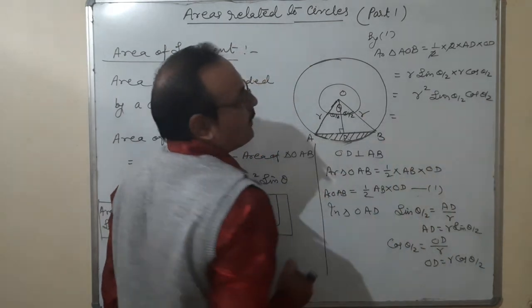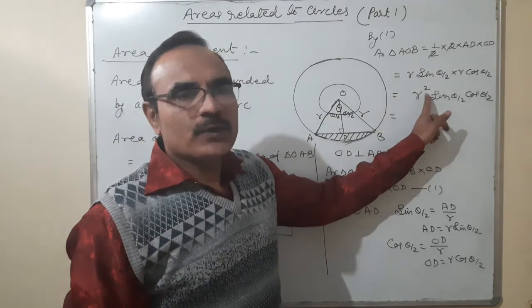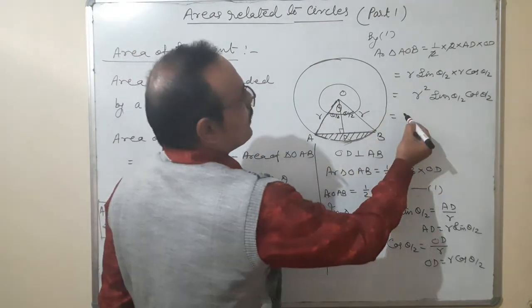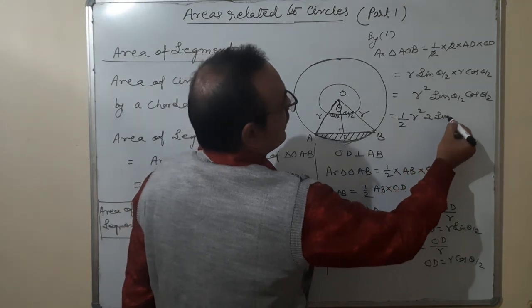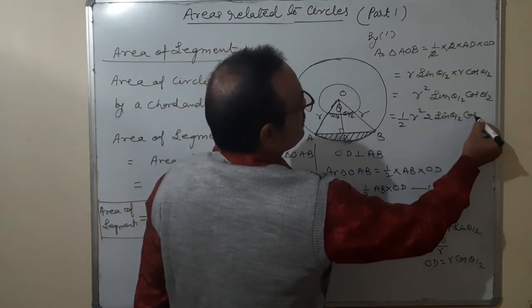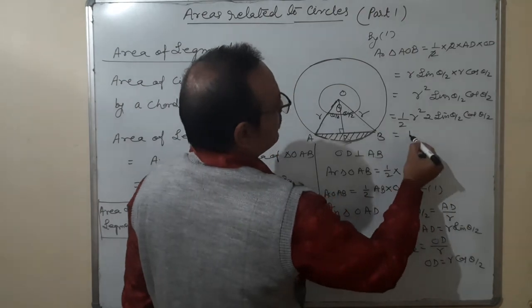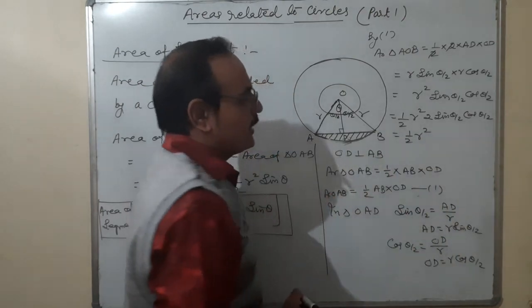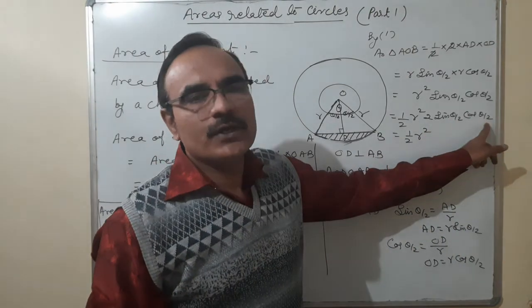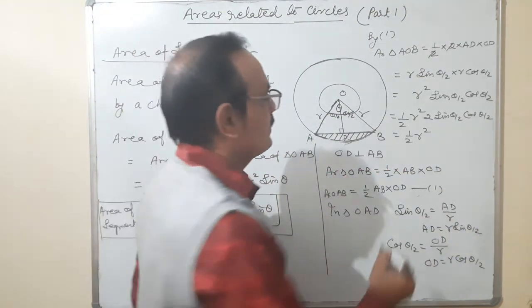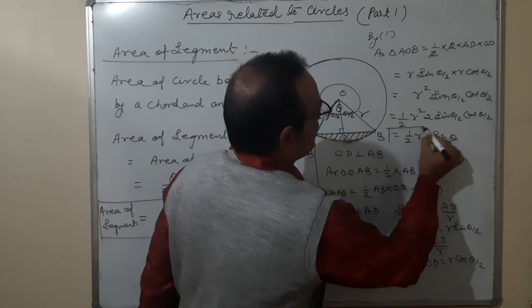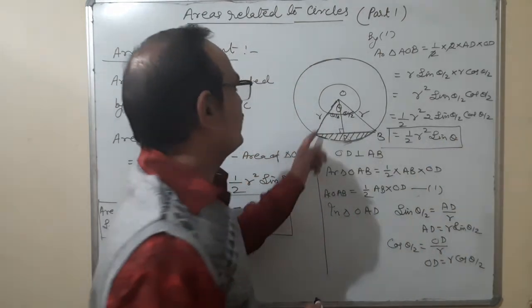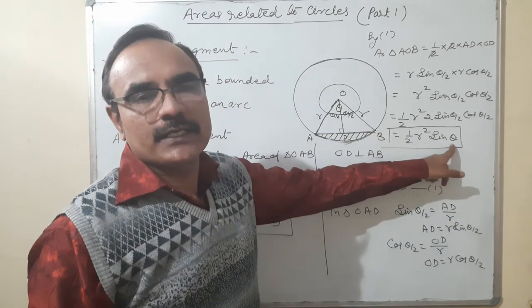Is it okay? If I multiply here 2 and divide by 2, then what happens? 1 upon 2 R square into 2 sin theta by 2 and cos theta by 2. So that means 1 upon 2 R square, and the formula 2 sin theta by 2 into cos theta by 2, that is sin theta. So this is the formula: area of triangle AOB is equal to 1 upon 2 R square sin theta.